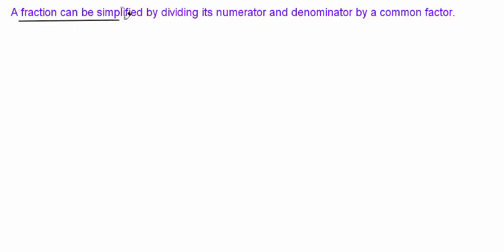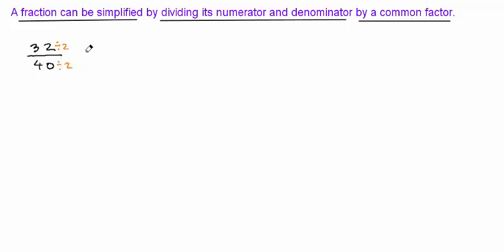A fraction can be simplified by dividing its numerator and denominator by a common factor. Consider the fraction 32 over 40. Both the numerator and the denominator being even numbers, you could divide them with 2. And the new fraction you get is 16 on the top, 20 on the bottom, and that's equivalent to 32/40ths. And we say that the fraction has been simplified, or the numbers have become smaller.